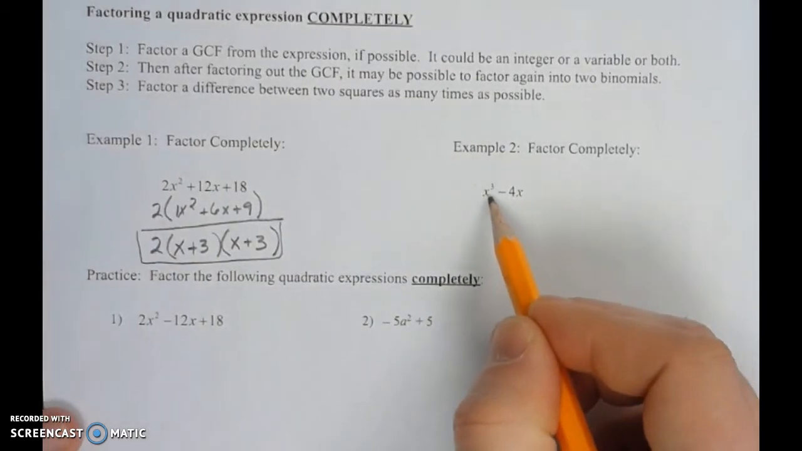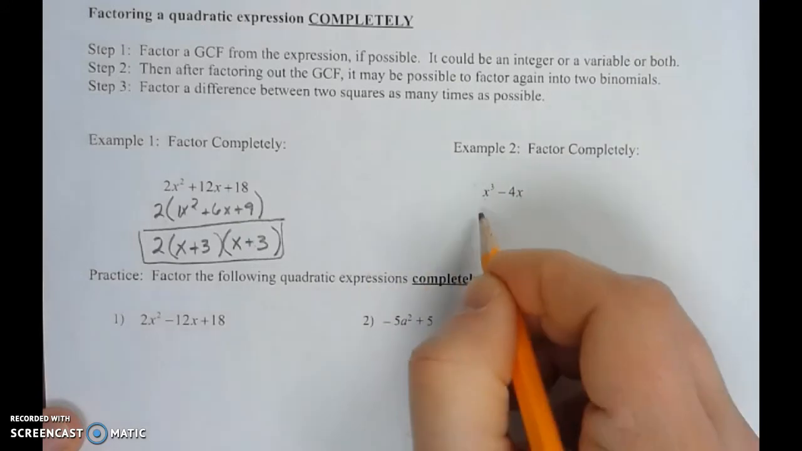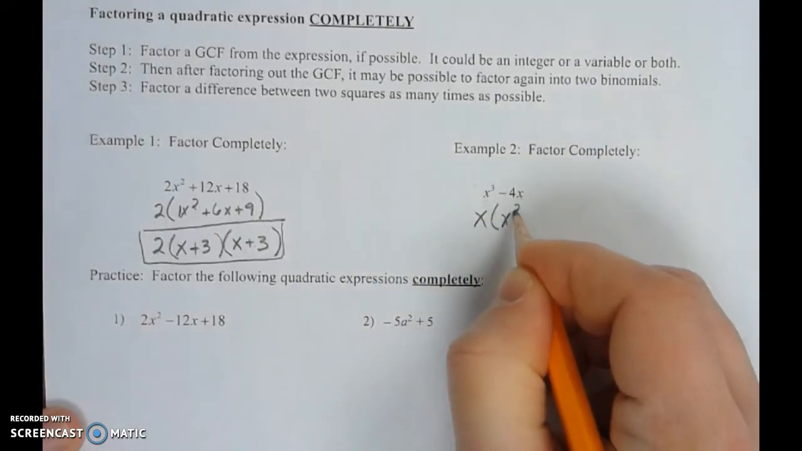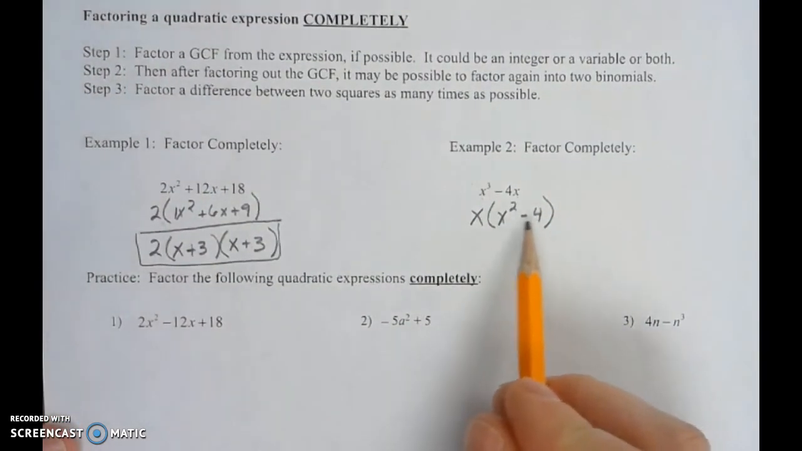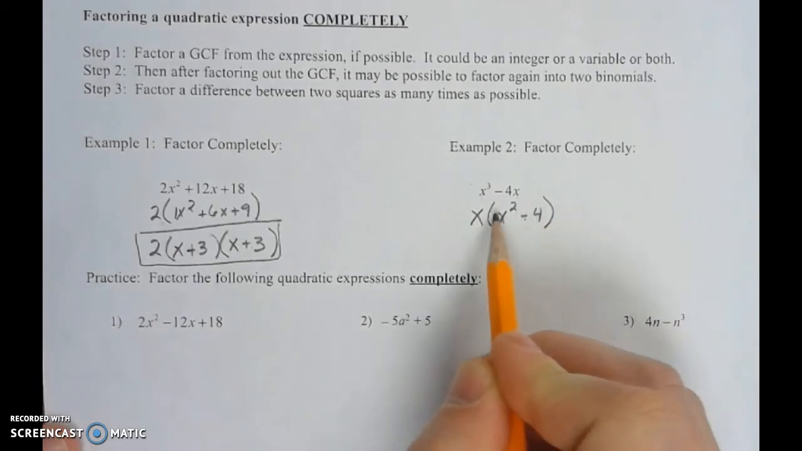In the second example, again, I'm going to look and see if they have something in common first. Looking at these two terms, I notice that I could factor out x. When you factor out x, that's going to leave you with x squared minus 4. And now I'm going to look and see if I could factor this into binomials. And I notice that this is the difference of two perfect squares.